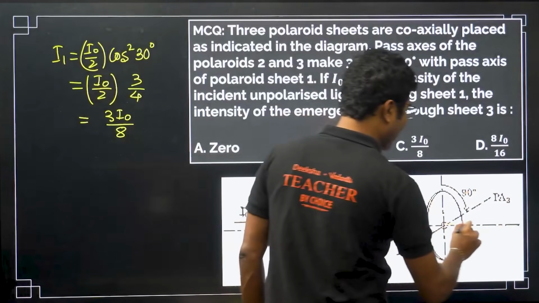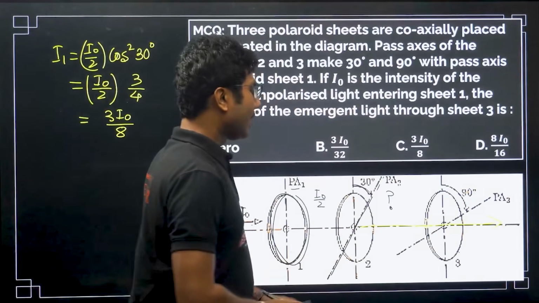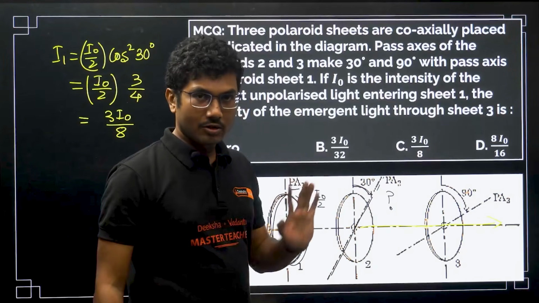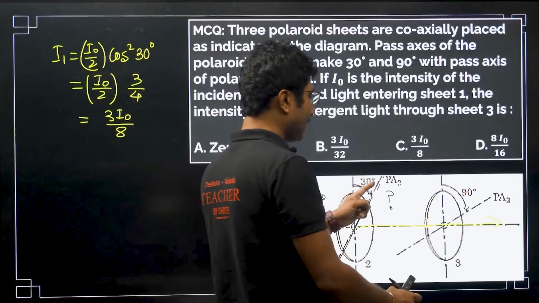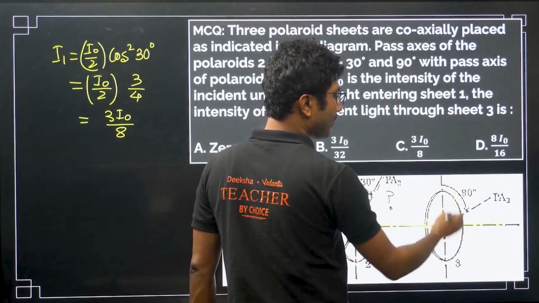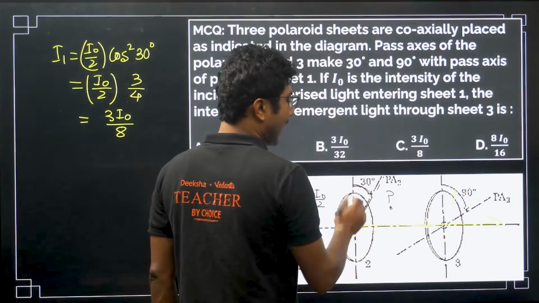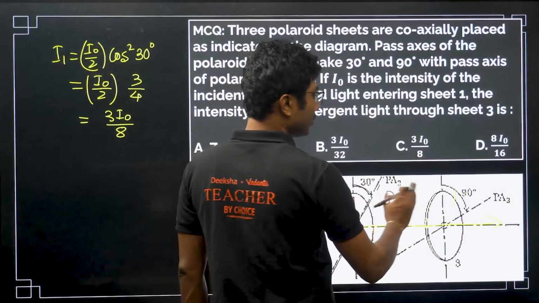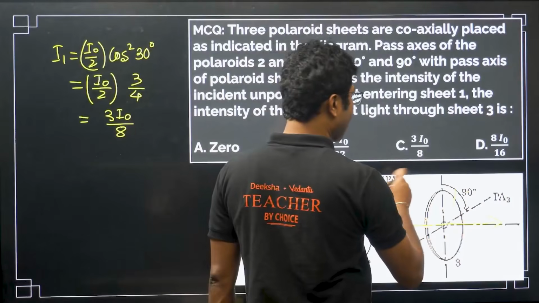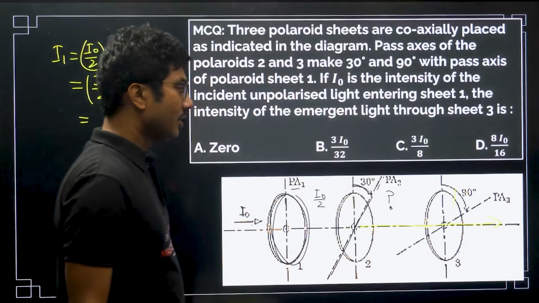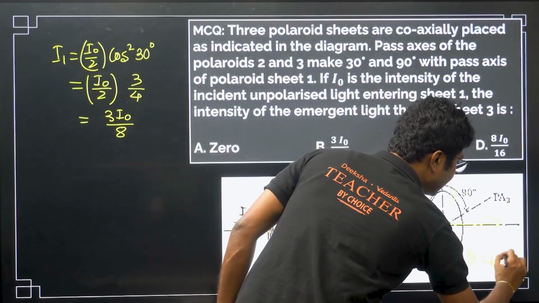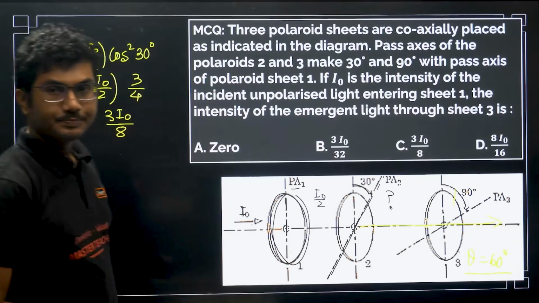Now, if the light passes through this again, we will not consider the angle between the first one and the last one. That is not Malus law. Malus law is the angle between this one and this one. So, the angle with the first one is given as 90 degree. Here the angle with the first one is given as 30 degree. So, what is the angle between these two? The angle between these two will be 90 minus 30, that is 60 degrees. So, in this case theta will be 60 degrees, right.